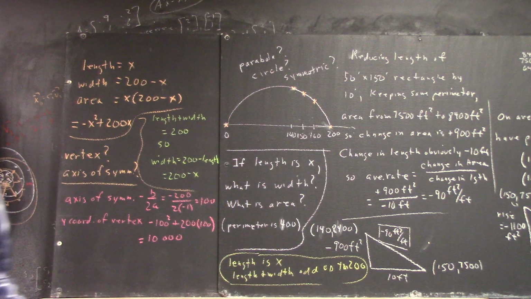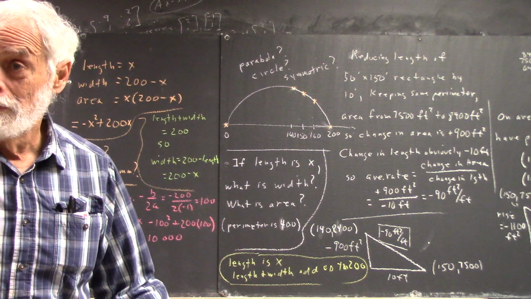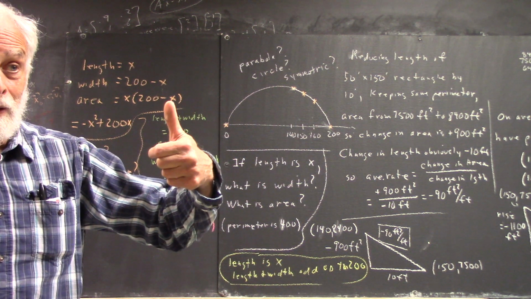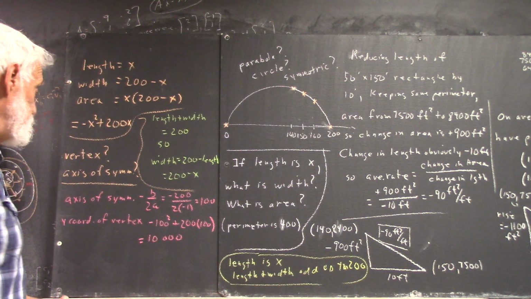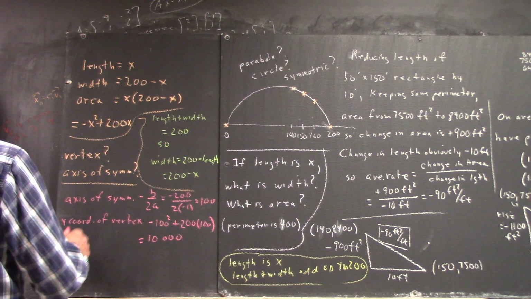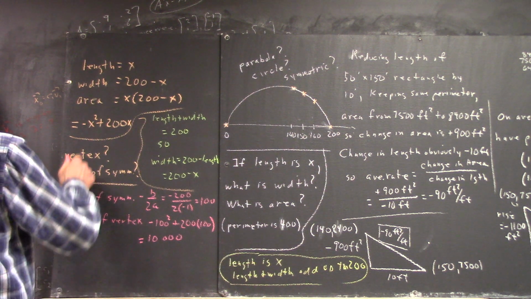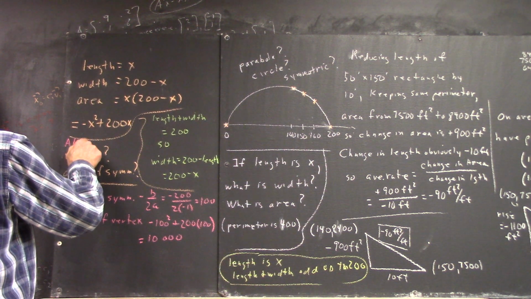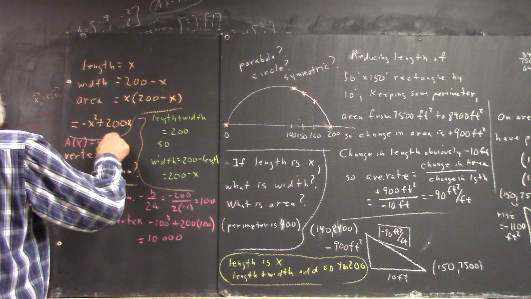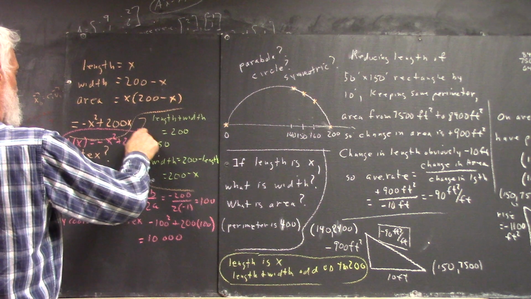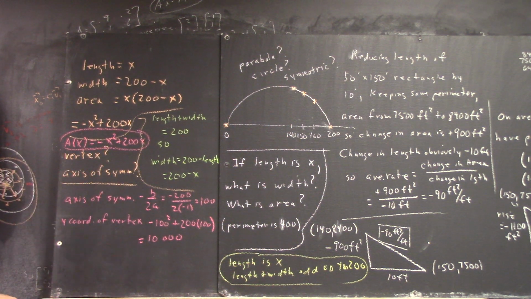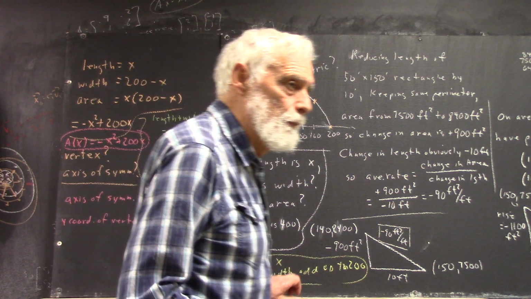What would the length be if you wanted to get an area? I mean, what's the 10,000 mean? 10,000 is the area, right? Because this function is the area function. Okay? So, A of x is negative x squared plus 200x. There's your area function. Okay?